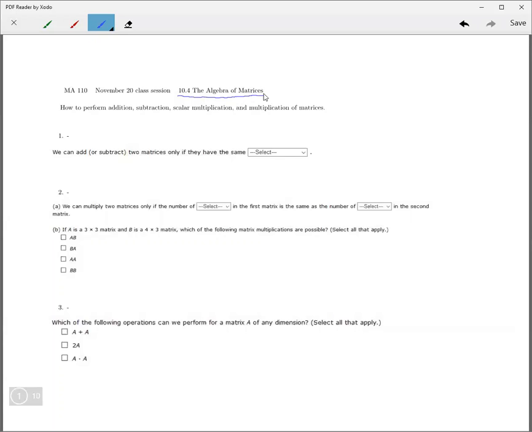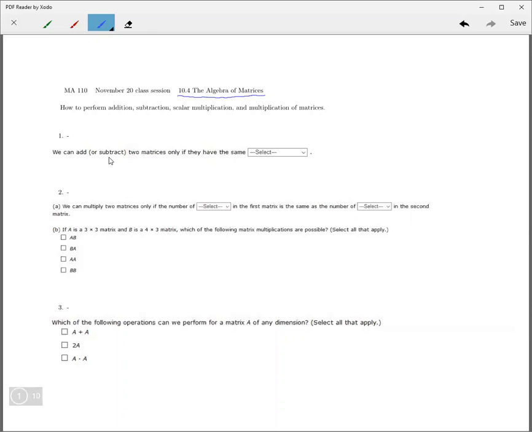is the algebra of matrices: addition, subtraction, scalar multiplication, and multiplication of matrices. So these first ones, addition, subtraction, and scalar multiplication, those are pretty much how you would expect the things to be. Multiplication is a little bit different, but I'll explain later.